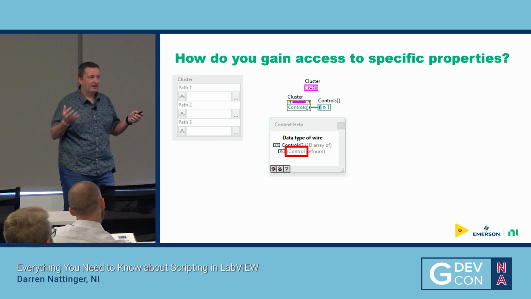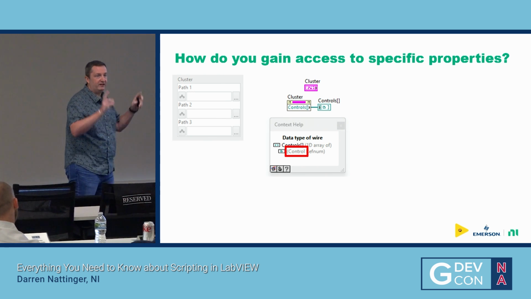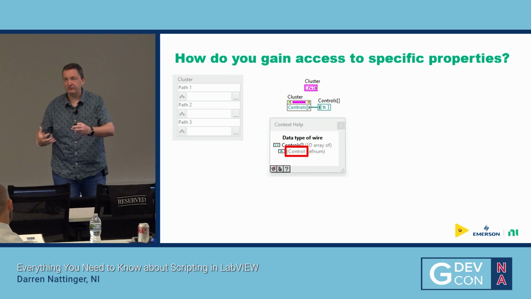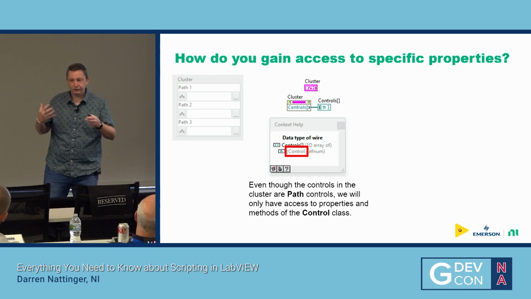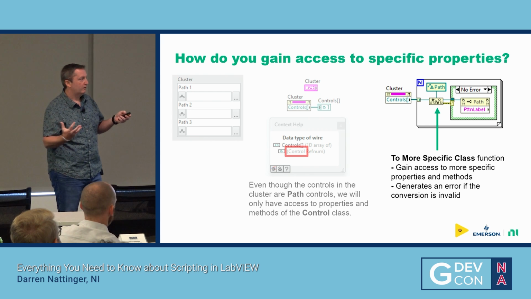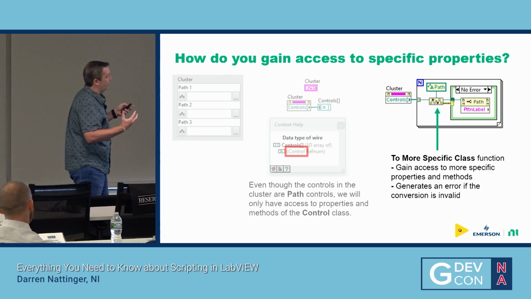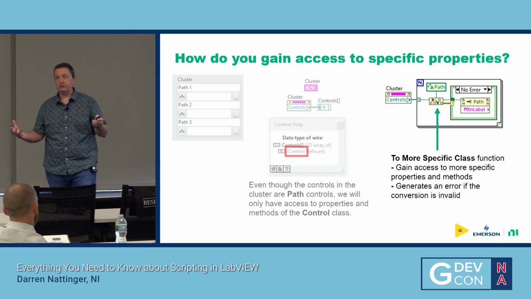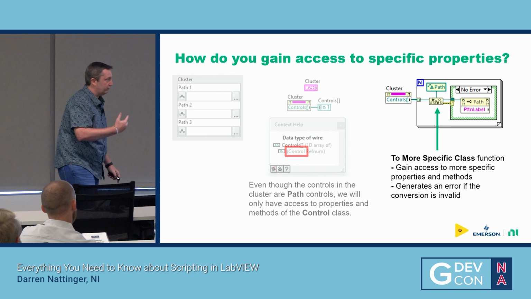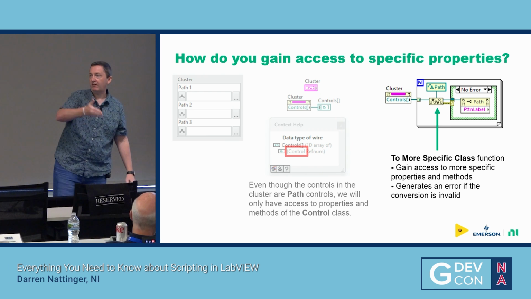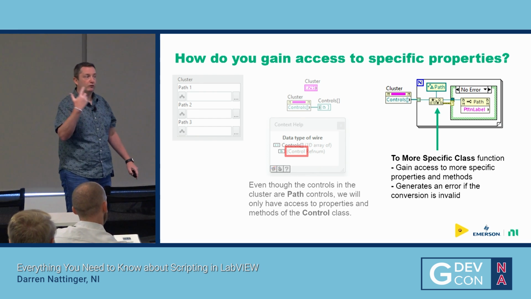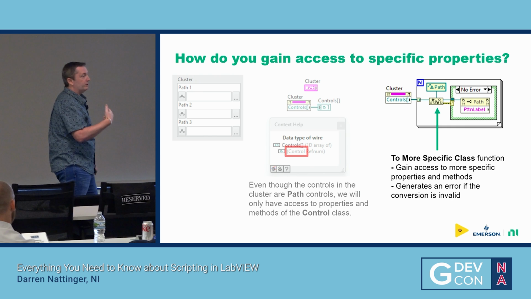But the problem is that those references we get back are of the control class. Well, that is a generic class that does not give us access to things pertaining to paths. And so what we need to do is use the 2 more specific class function. So the code on the right is going to get access to all the controls inside the cluster. It is going to try to turn those control references into path references, because a path is a more specific class of a control. Then assuming an error didn't happen, we are then going to be able to use those path references to modify properties of the path.